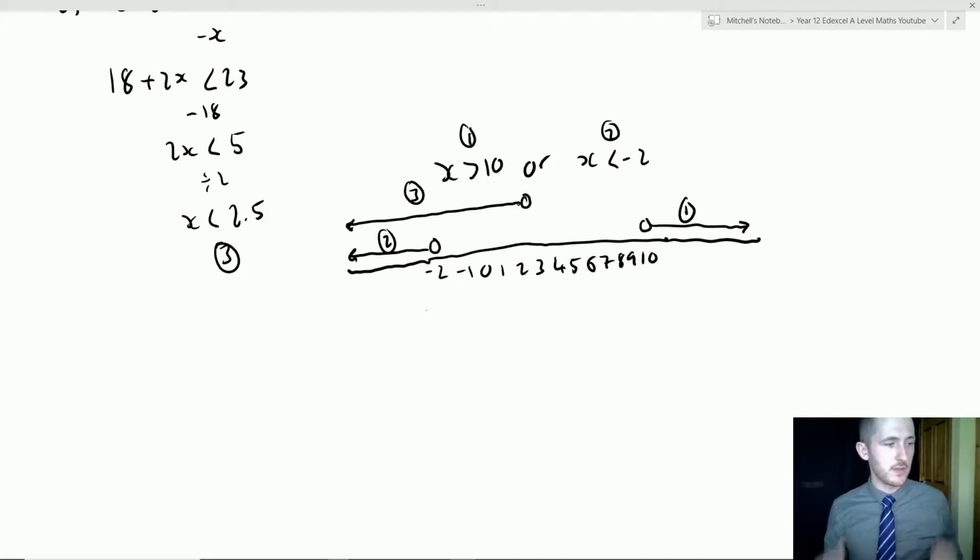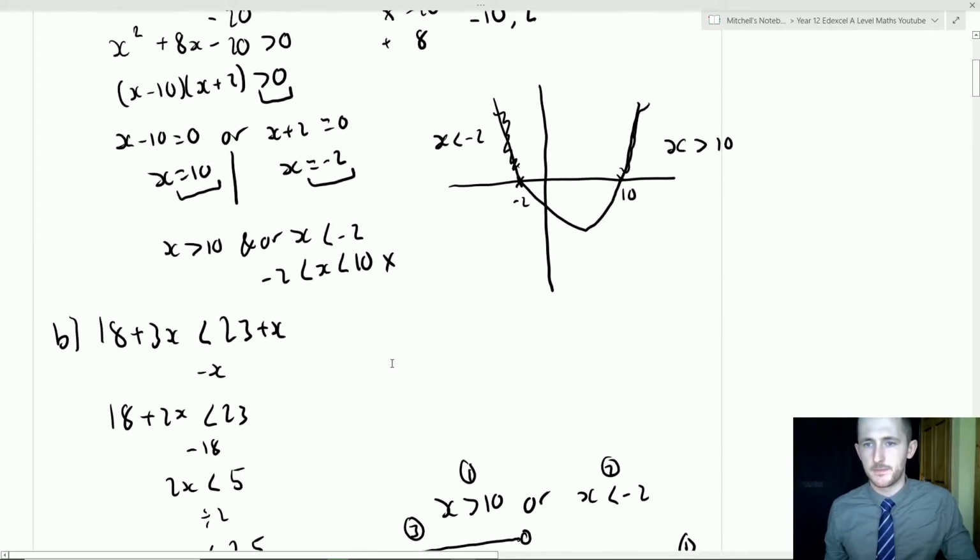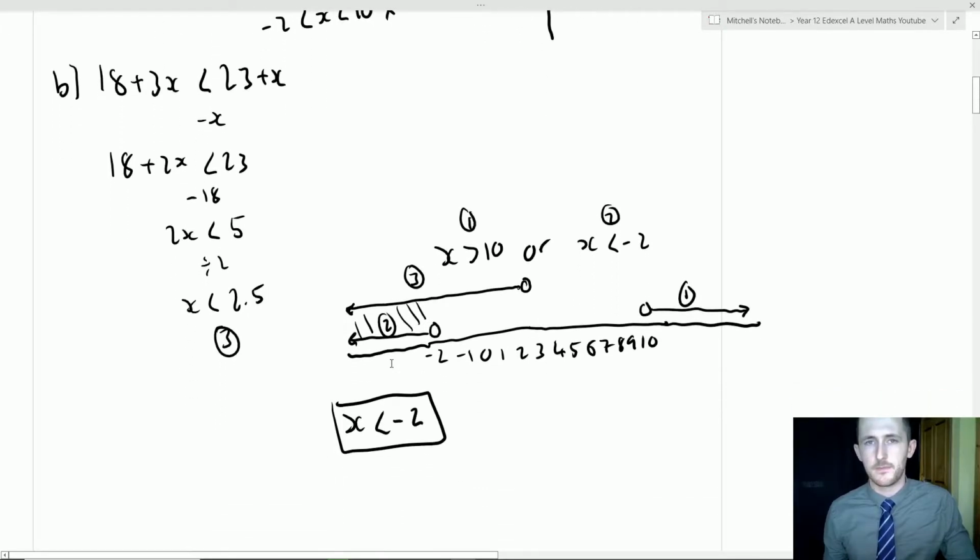Okay? So again, this is really important when we do the binomial distribution in statistics, and it's also important just to get the correct answer in these questions. We're looking for the overlap. Okay? That only happens here. So it only happens when x is less than -2. So that's my final answer. Okay? Hope that makes sense.